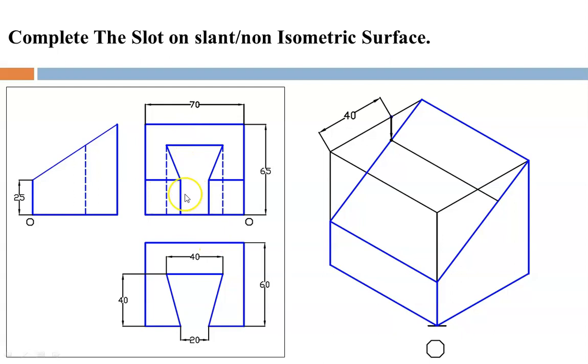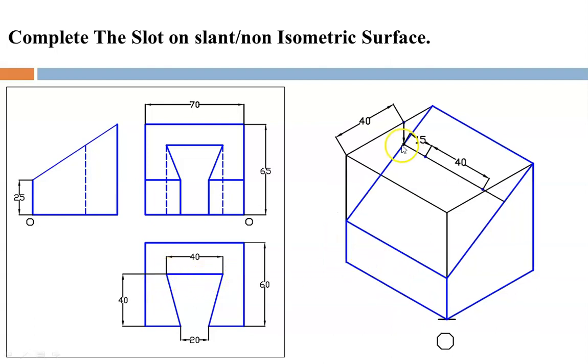Now if you go through this figure, the total length is 70 and this slot is 40, which is at the center of the object. So the remaining distance is 30, so 15 over here and 15 over here. So accordingly we have to plot these 2 points. I'll start from here, first 15 I'll plot the first point, then 40 you will get the second point.